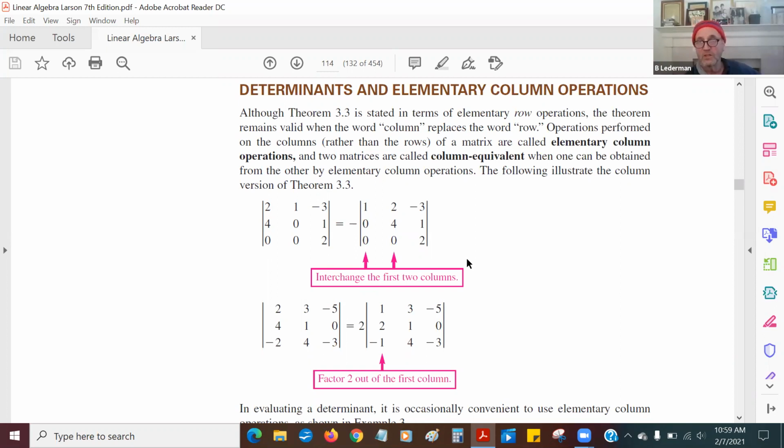Once I interchange the first two columns, by the way, it's already a lot easier, because 1 times 4 times 2, that's 8 times -1. See, I created a triangular matrix just by switching these two columns. And so the final answer is going to want to be -8. But let's just go through.